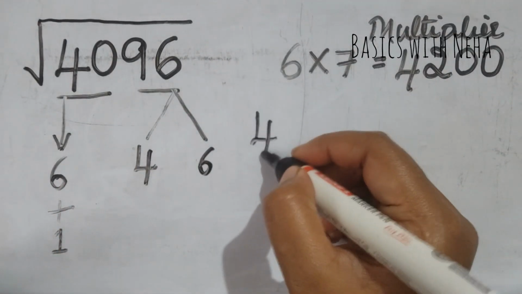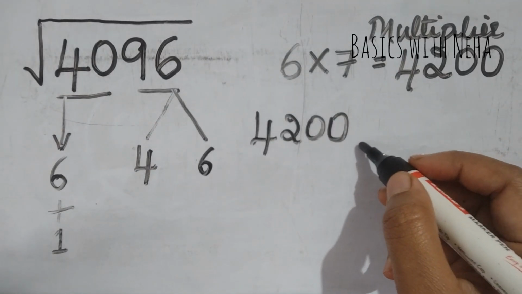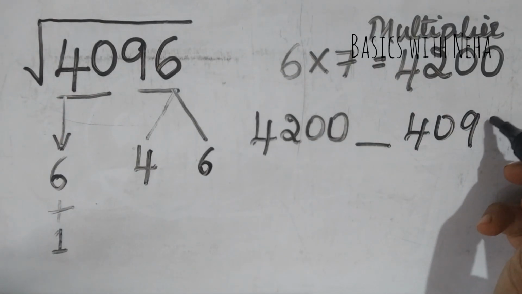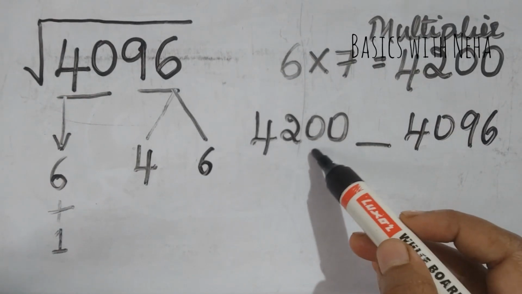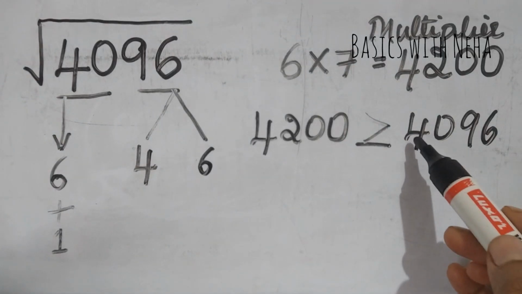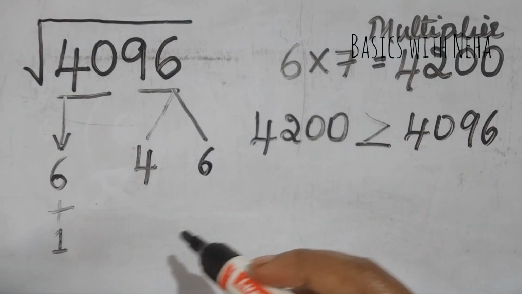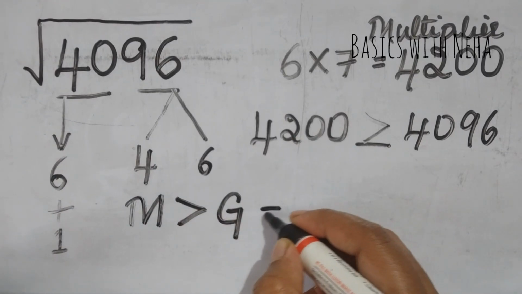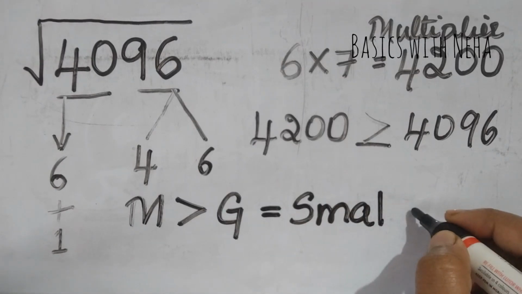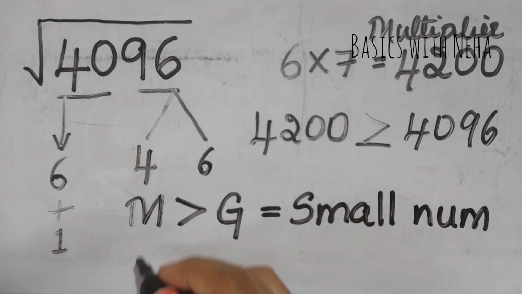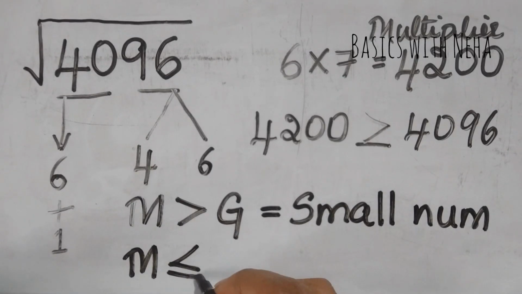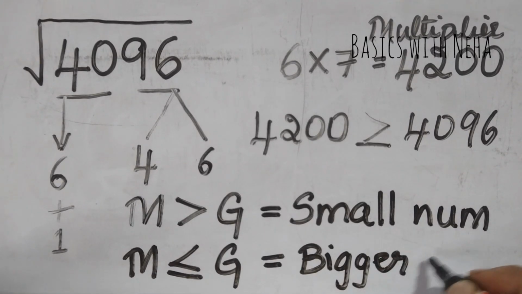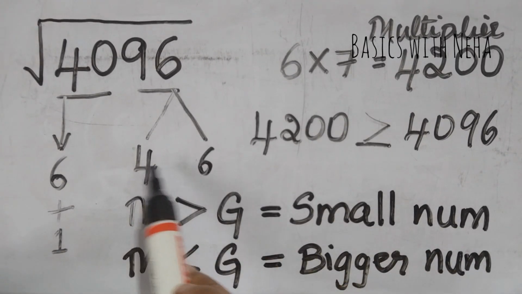Okay, so I have to check whether 4200 is lesser than, equal to, or greater than 4096. Now I can see that 4200 is larger than 4096. Now we have two conditions. When the multiplier is greater than the given number, then you will have to take the smaller number. The second rule is when the multiplier is less than or equal to the given number, then I have to take the bigger number.